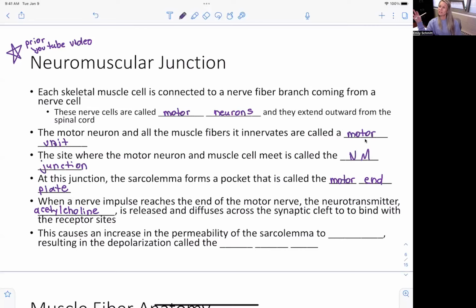And diffuses across the synaptic cleft to bind with receptor sites. So this causes an increase in the permeability of the sarcolemma to sodium, resulting in the depolarization called the end plate potential.